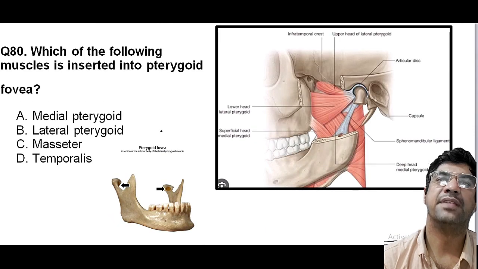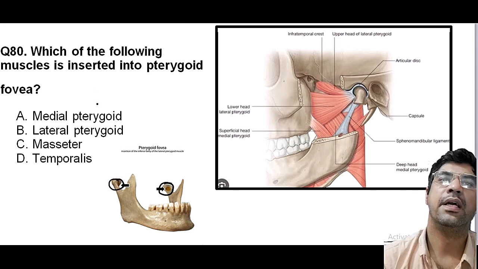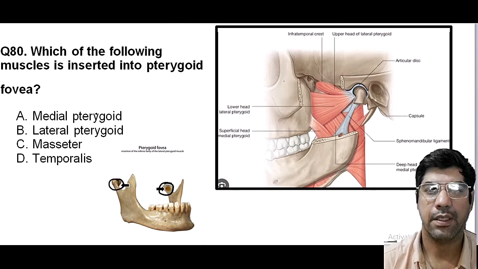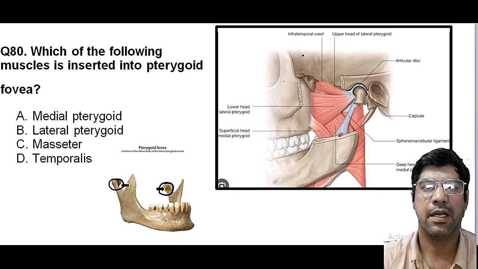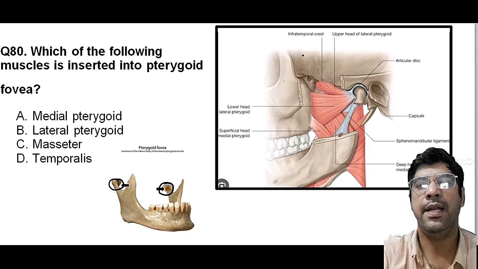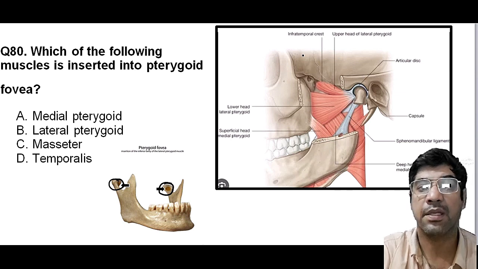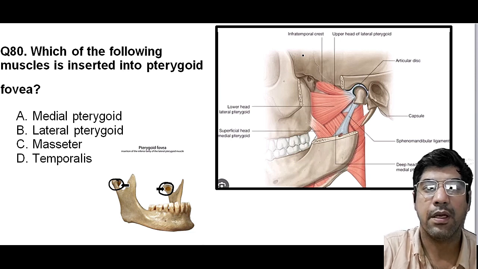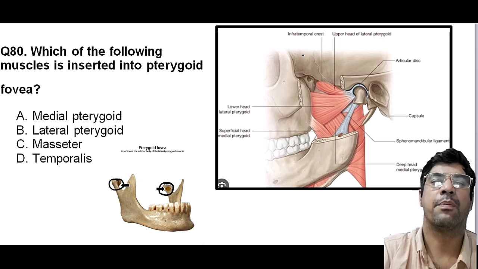Which of the following muscles is inserted into the pterygoid fovea? So this region is the pterygoid fovea. It's the lateral pterygoid. So the lateral pterygoid, let us discuss that. Imagine you are a builder constructing a bridge. That is your job, and that needs strong cables. The cables are the muscles that are required to let your job work properly.